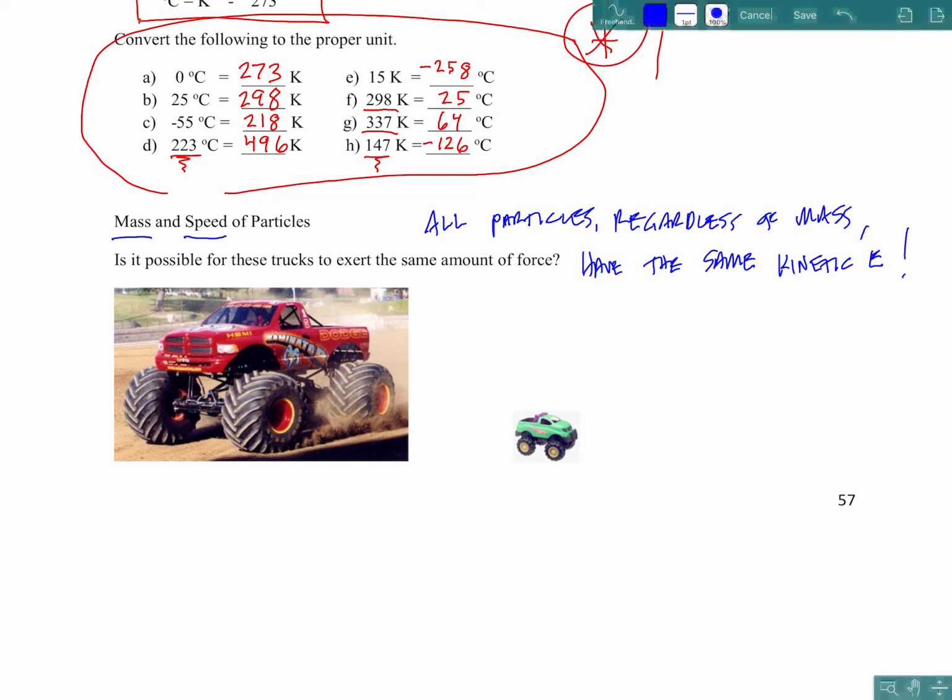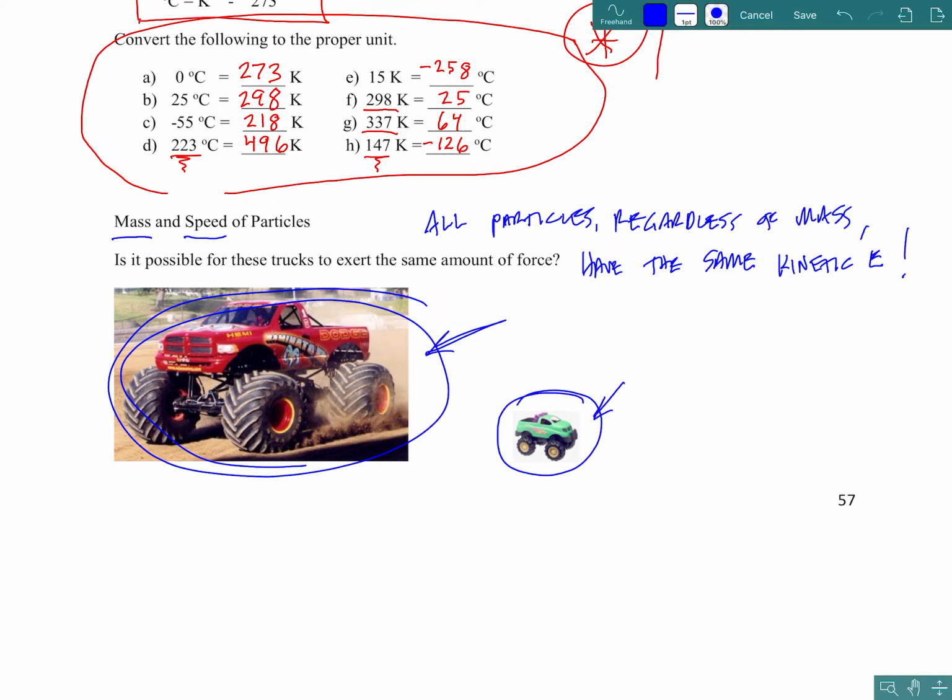Well, let me try to relay that to you by giving you sort of a strange analogy. Is it possible for this monster truck here, which probably weighs several tons, to have the same kinetic energy as this little toy truck? Most people would say no. The monster truck has a ton of kinetic energy. It's huge. And that toy truck has hardly any kinetic energy at all. In fact, you could hit me with this monster truck and man, you'd squish me flat. You could hit me with that toy truck and it might annoy me. You might get my attention, but it really by no means is going to injure me.